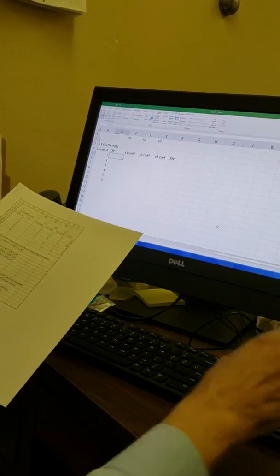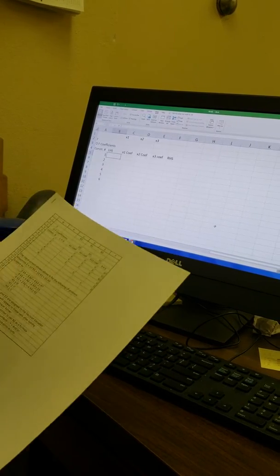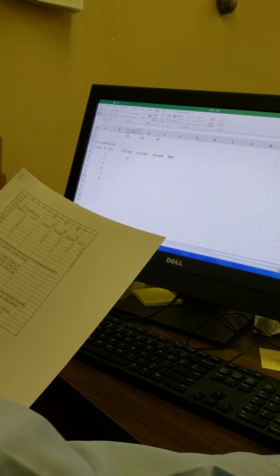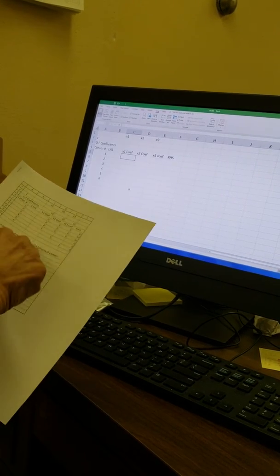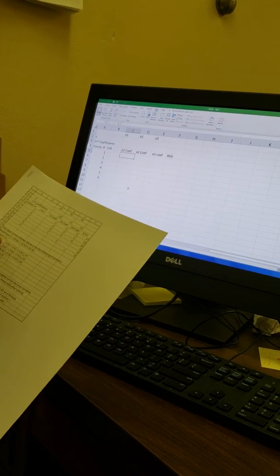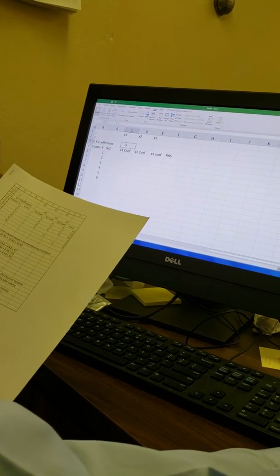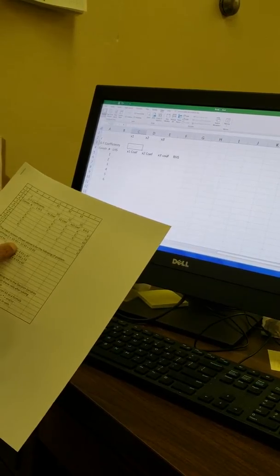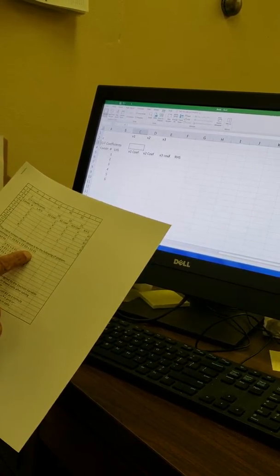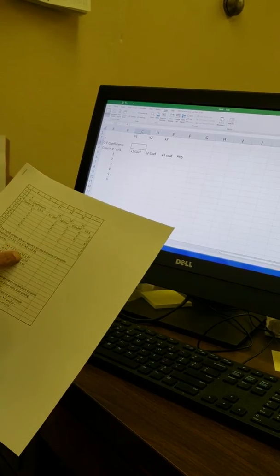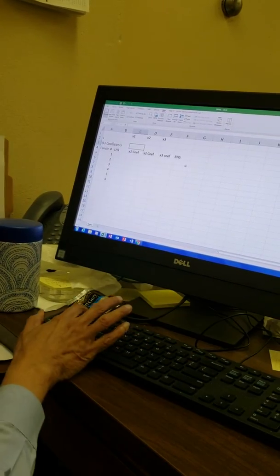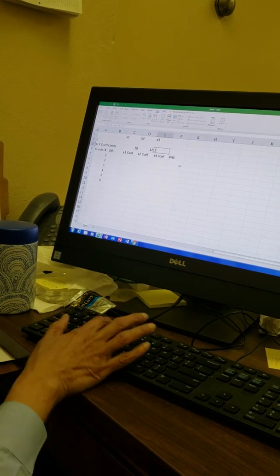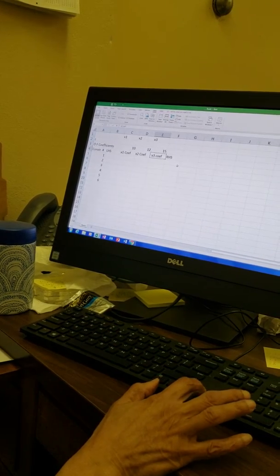Once you do this, then you have to look at the problem, and you have to put all these constants. Looking at the problem, this row is meant for objective function coefficients. The objective function is maximize z equals 10x1 plus 12x2 plus 15x3. 10, 12, 15 will come in these 3 cells.